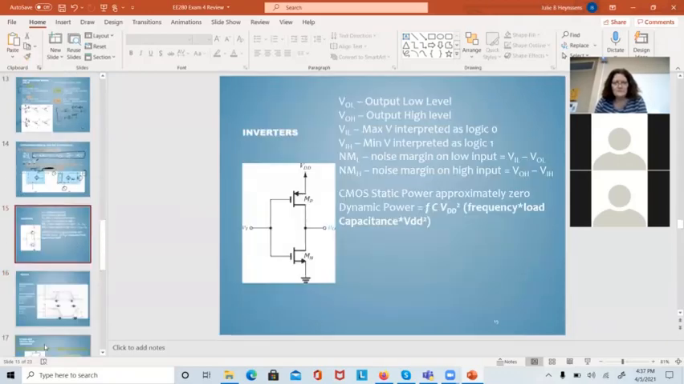Okay. So for inverters, oh yeah, that was a horrible homework, wasn't it? Calculating the VOL and all that stuff for a TTL. You had to read data sheets. We'll do a lot of that, but we'll get better at it.